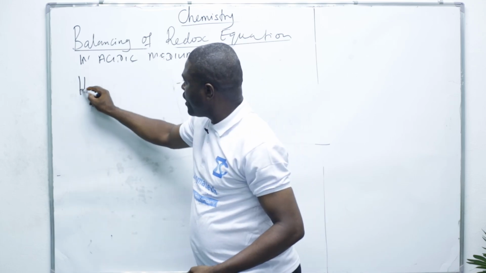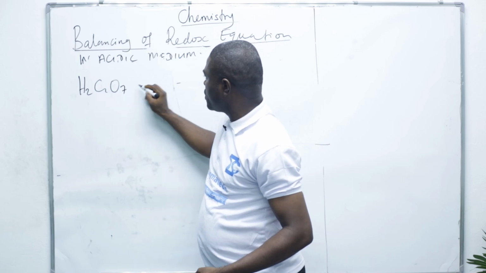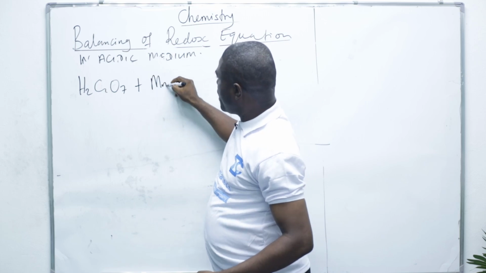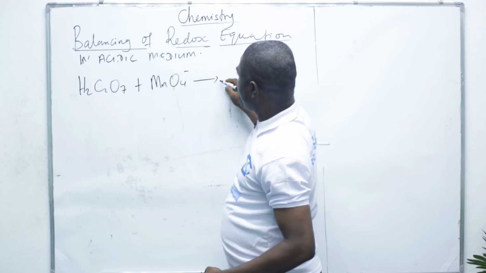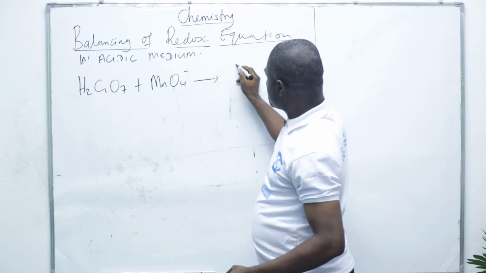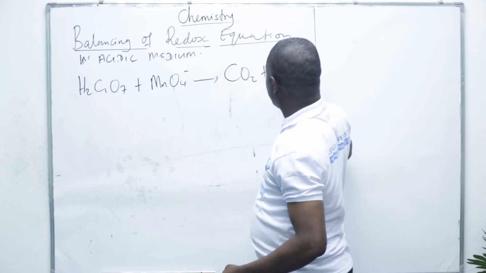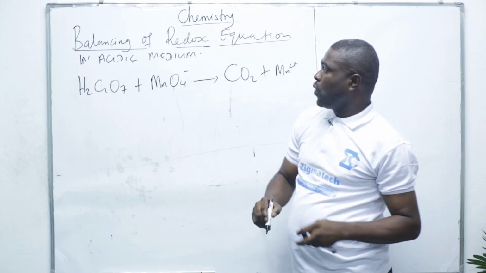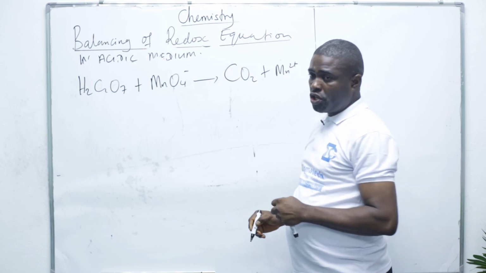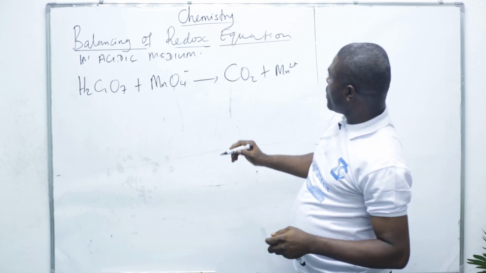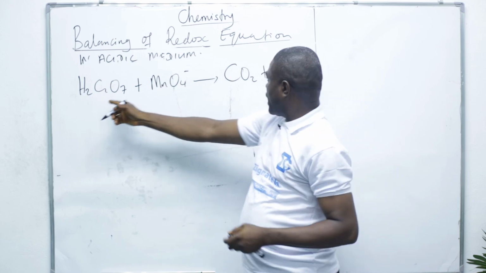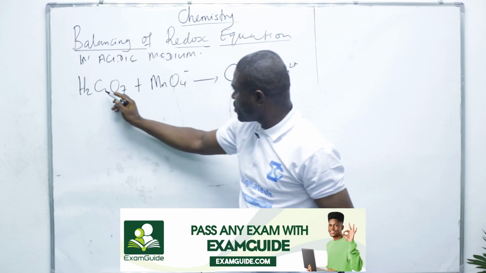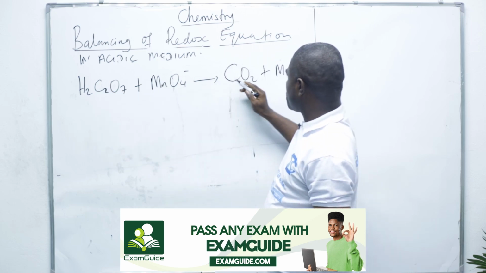I have H2C2O7 reacting with MnO4 minus to give me CO2 then plus Mn2 plus. Okay, if we have this, we have to identify the oxidation and identify the reduction. Without wasting time, I can see carbon here and I can see carbon here. So let's relate carbon here to here. Let's find the oxidation number of carbon here, and then find the oxidation number of carbon here.